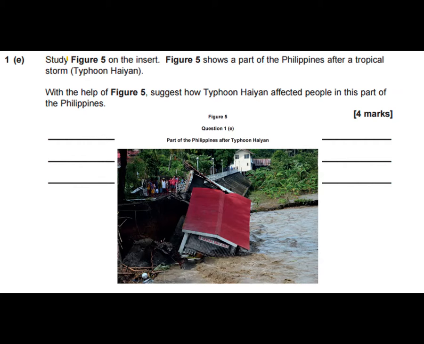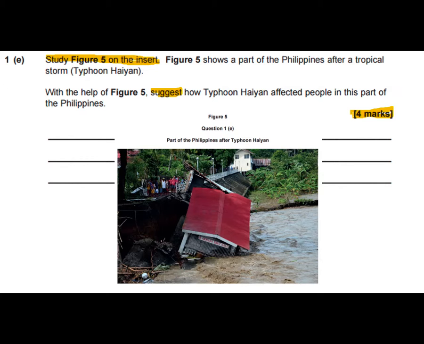Okay, question 1E. So it's in your insert again. It says study figure 5 on the insert. Figure 5 is the picture. You can kind of see it up on the board, but it's not particularly good. Your command word here is you need to suggest. It's a 4-mark question. That means you need to make a point with a simple explanation.